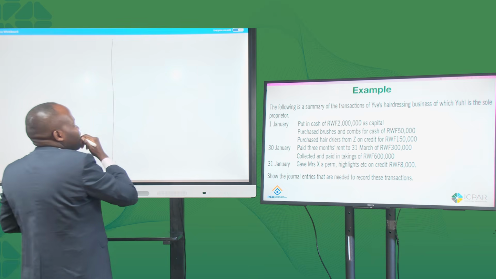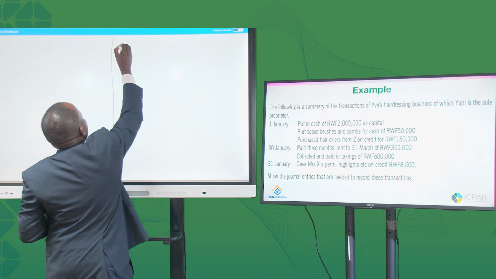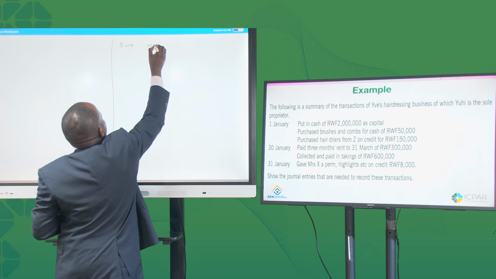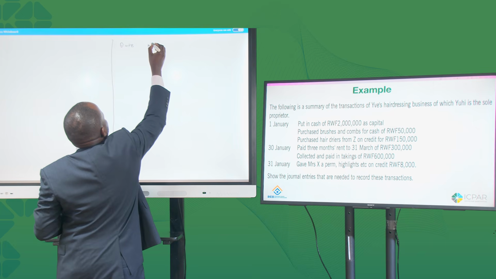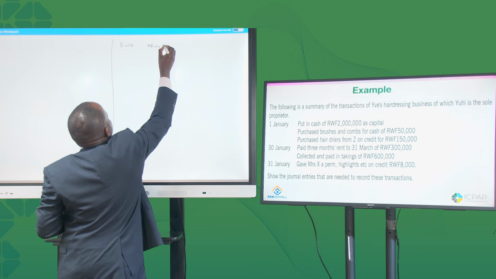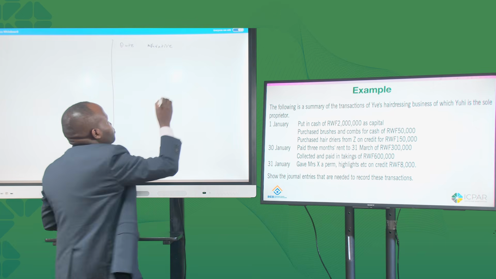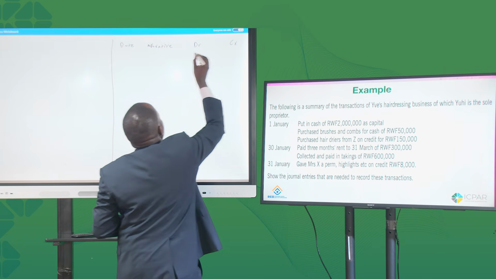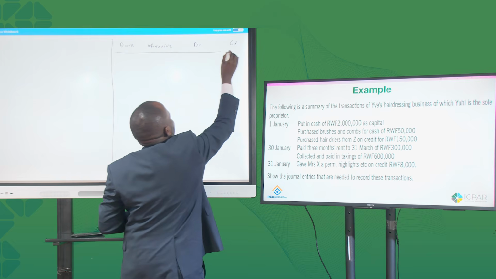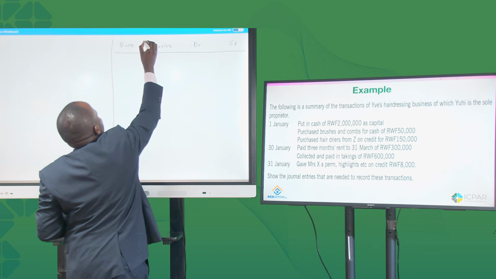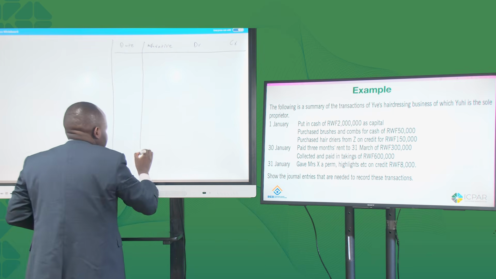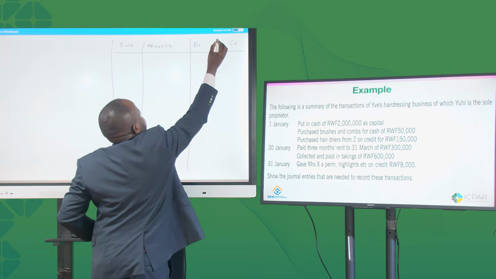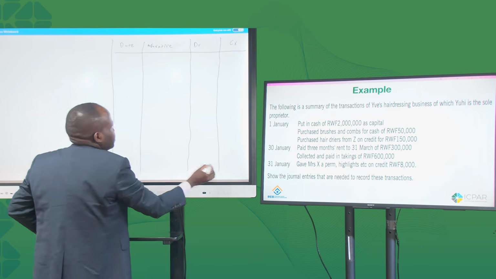Now, we have said in our journal posting, there should be a column for date. There should be a column for narrative. There should be a column for debit, and there should be a column for credit. In a correct journal entry, those should be our columns. So this is a posting of a journal.